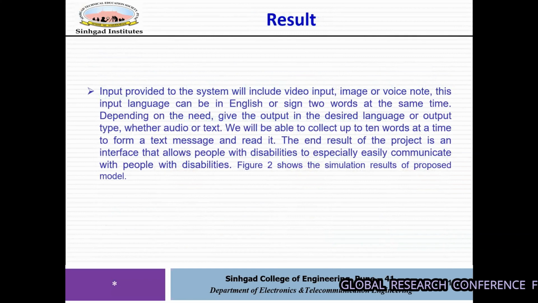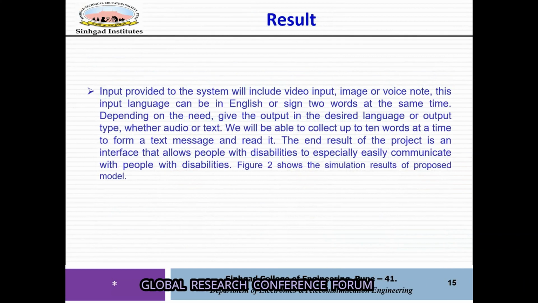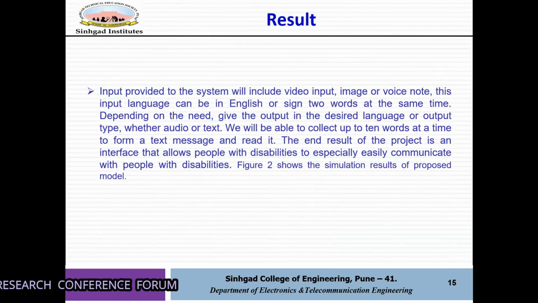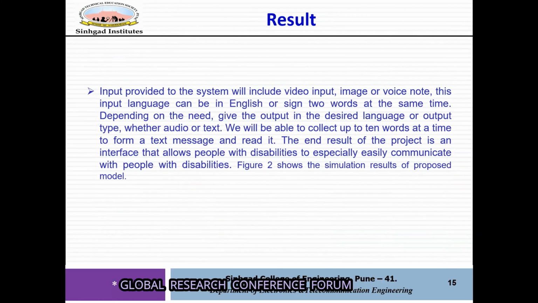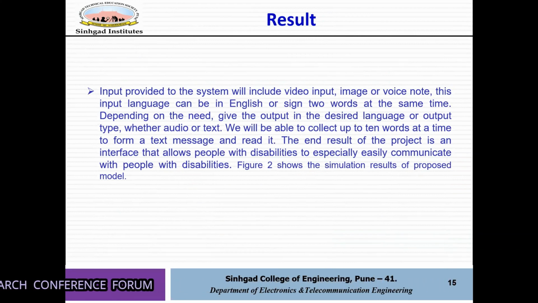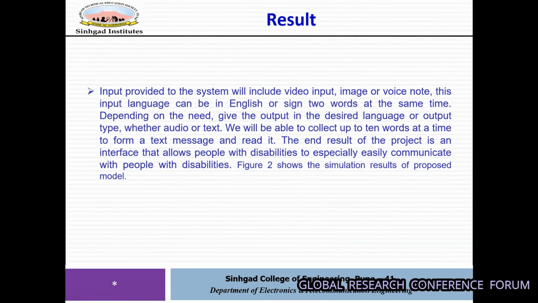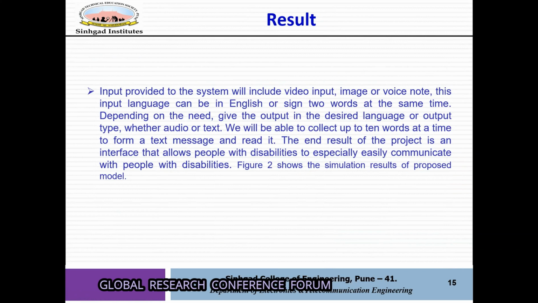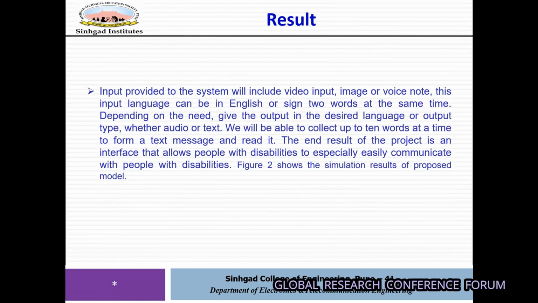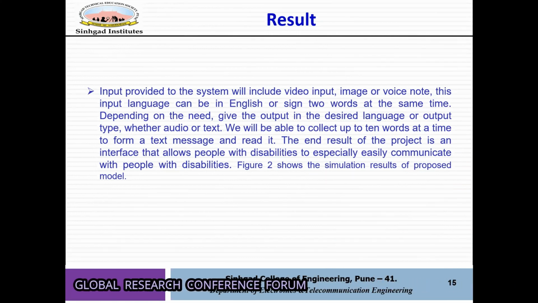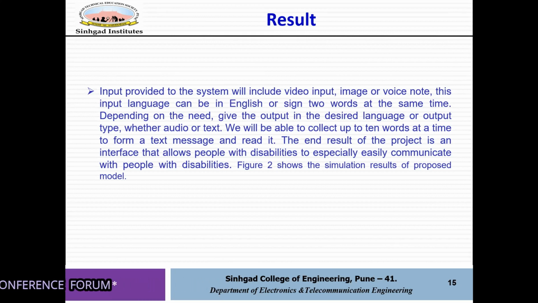Then we have provided the input to the system that will include video input, image, or a voice note. This input language can be in English or sign two words at the same time, depending on the need. And we plan to improve it into an entire sentence too. And we will be able to collect up to 10 words at a time to form a text message and read it. The end result of the project is an interface that allows people with disabilities to especially easily communicate with people with disabilities.